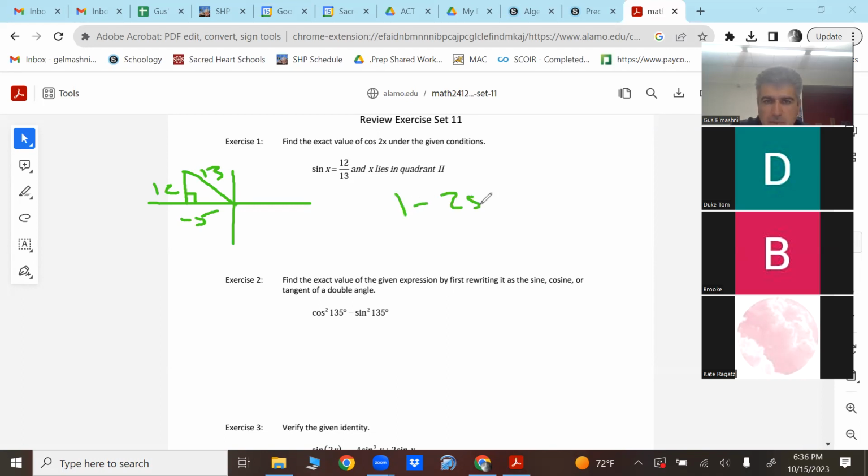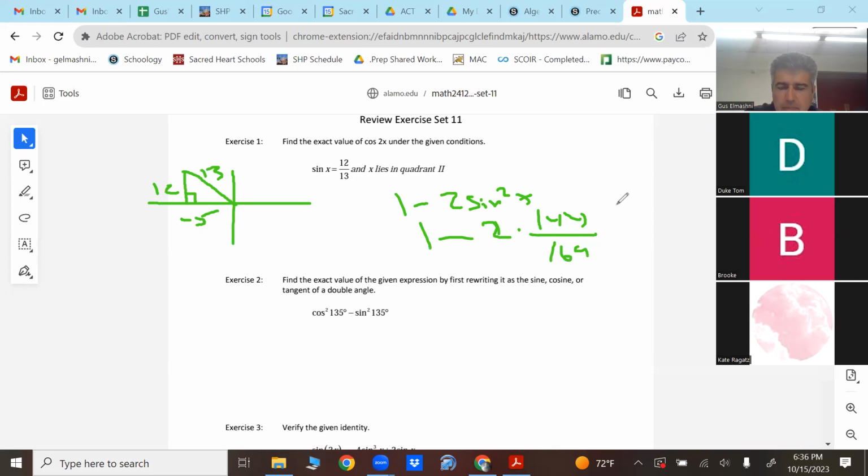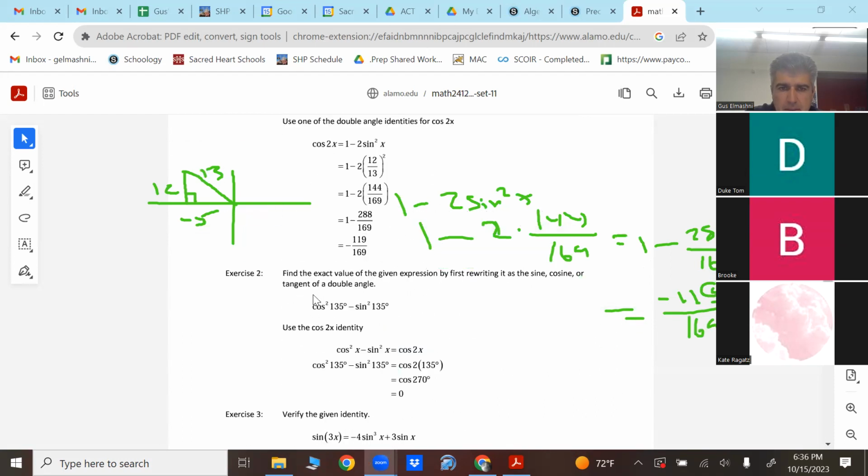What if you do 1 minus 2 sine squared x? I mean, that's pretty easy. Actually, you don't even need to do a drawing. So you have 2 times 144 over 169, which would be 1 minus 288 over 169. Should be negative 119 over 169, I think. Yeah.